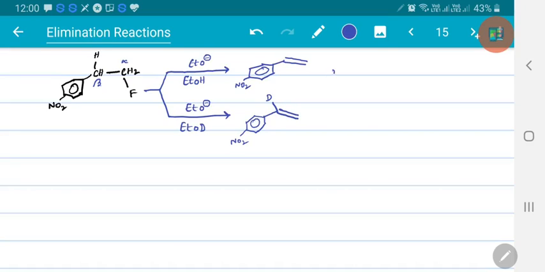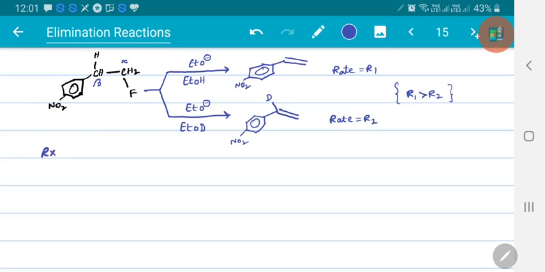If I consider this as a rate of reaction, here rate of reaction is equal to R1, here rate of reaction is equal to R2, right? Where rate of reaction is high, R1 is greater than R2. That means when the solvent is isotopically labeled, the rate of reaction decreases. Therefore, we call it solvent isotopic effect, right? And of course, these reactions are reversible reactions, right?